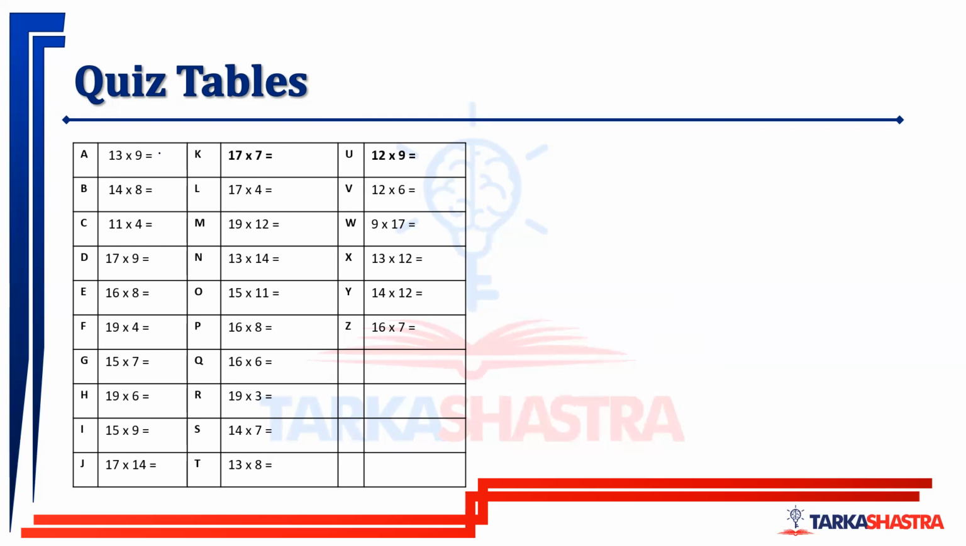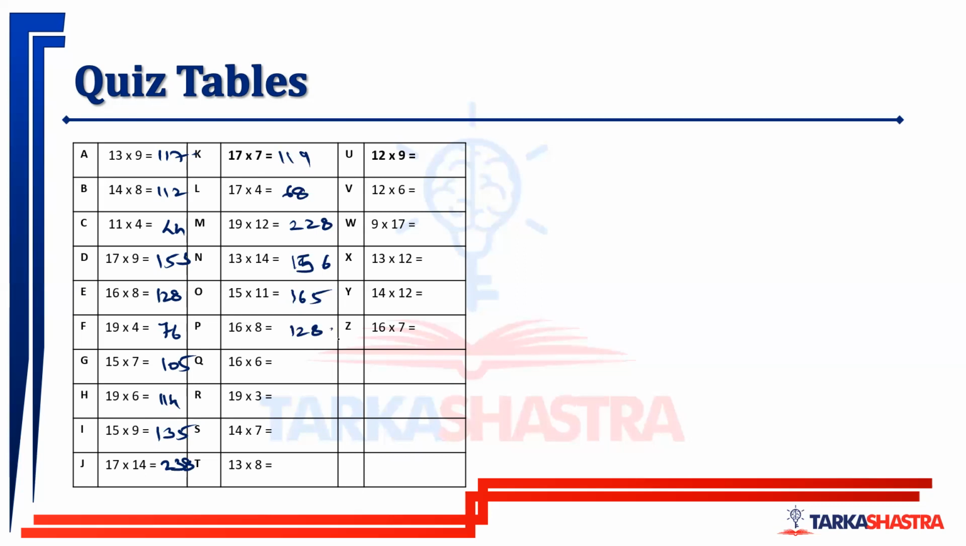I am solving it quickly. 13 9s are 117, 14 8s are 112, 11 4s are 44, 17 9s are 153, 16 8s are 128, 19 4s are 76, 15 7s are 105, 19 6s are 114, 15 9s are 135, 17 14s are 238, 17 7s are 119, 17 4s are 68, 19 12s are 228, 13 12s are 156, 11 into 15 is 165, 16 8s again 128.